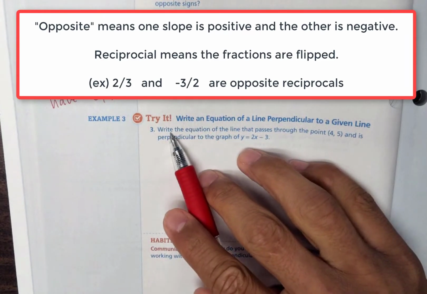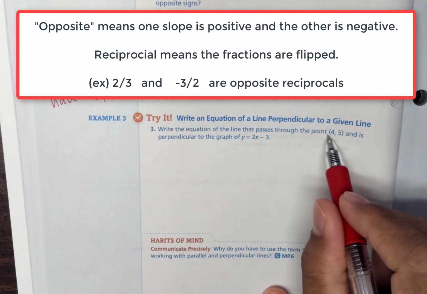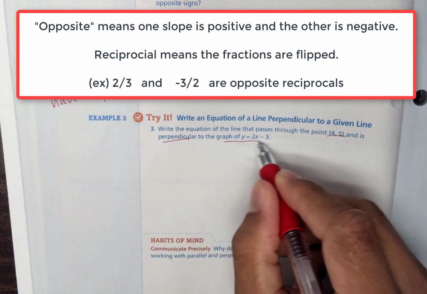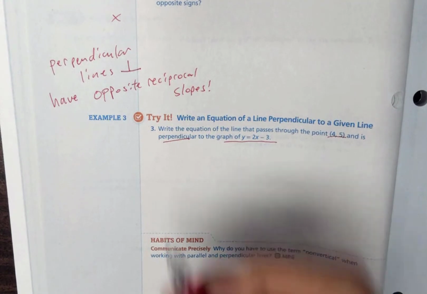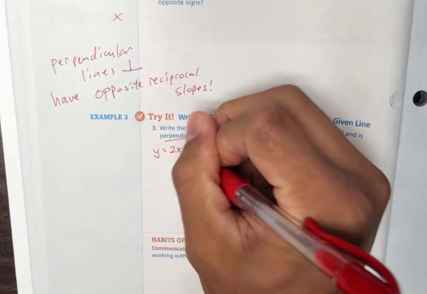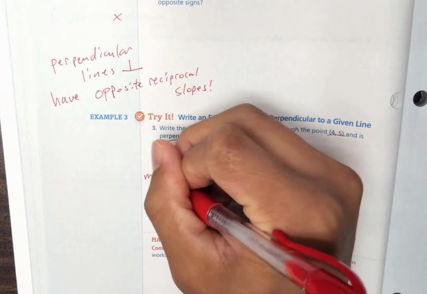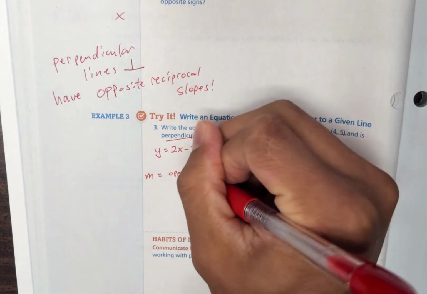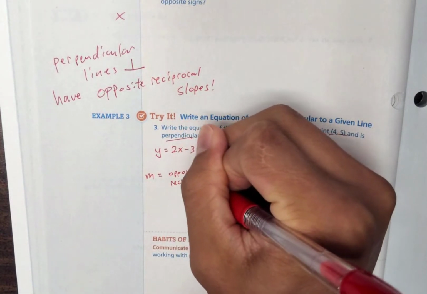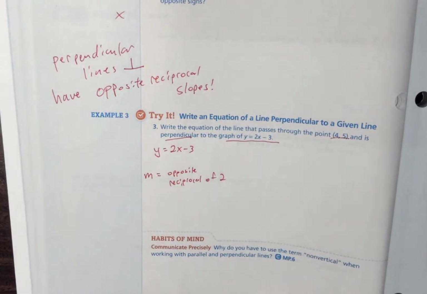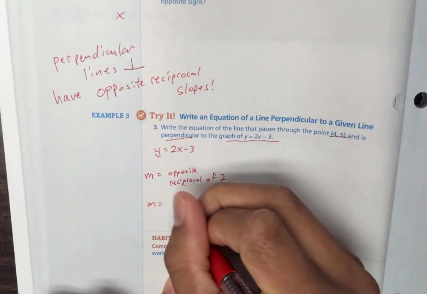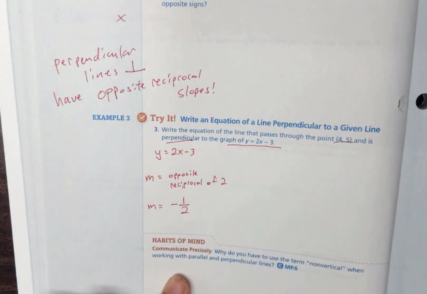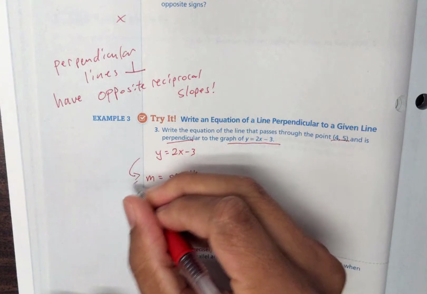In example 3, it says, write the equation of the line that passes through this point, 4, 5, and is perpendicular to this graph right here, y equals 2x minus 3. So if it's y equals 2x minus 3, the slope of my perpendicular line would have to be the opposite reciprocal of 2. What is the opposite reciprocal of 2? Well, it's going to be negative, and the reciprocal of 2 is 1/2. So that's how we go from there to there.